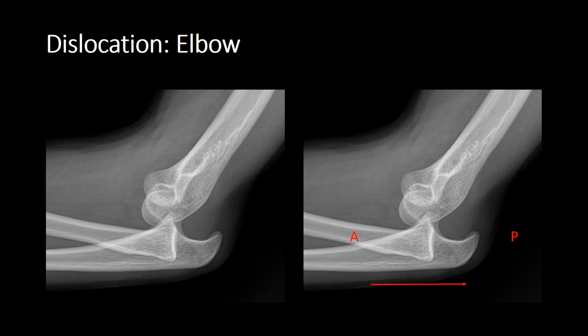Now let's look at the lateral view. So again, remember, we always talk about the distal fragment in relation to the proximal fragment. So here we have our radius and our ulna, and this has moved posterior in relation to our humerus. So therefore we have a posterolateral dislocation of the elbow joint. And remember, check your coronoid process carefully for any undisplaced fractures.